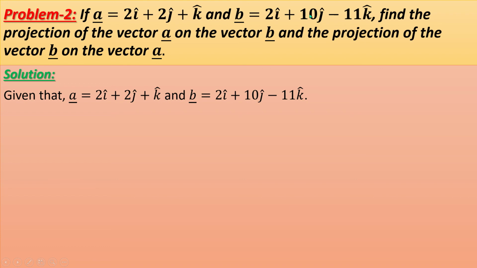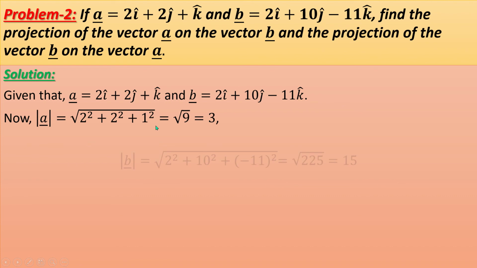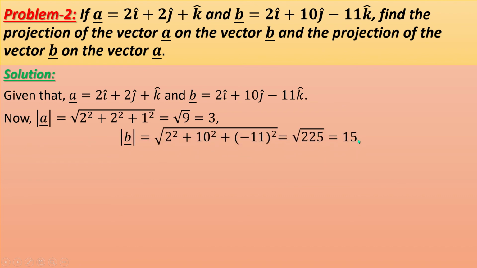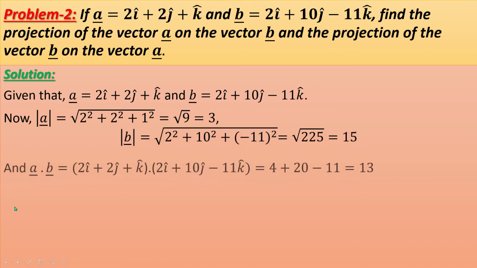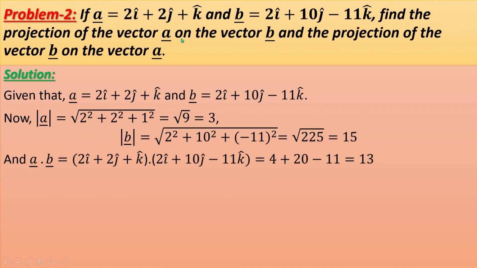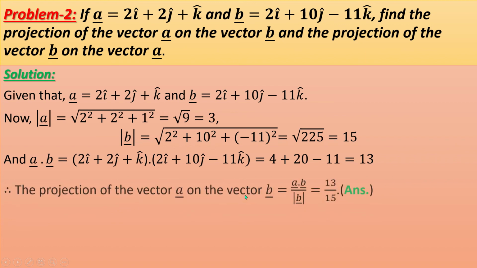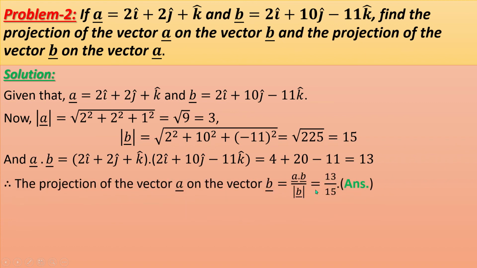Again, if A is equal to this and B is equal to this, the same condition, but we have to find the projection of vector A on vector B and also the projection of B on A. We just have to know the formula. Here A is equal to this, B is equal to this, and the absolute value of A and the absolute value of B we have already found, and A dot B is equal to this. At first we find the projection of A on B. This is equal to A dot B by the absolute value of B. This is equal to 13 by 15. This is the required answer.